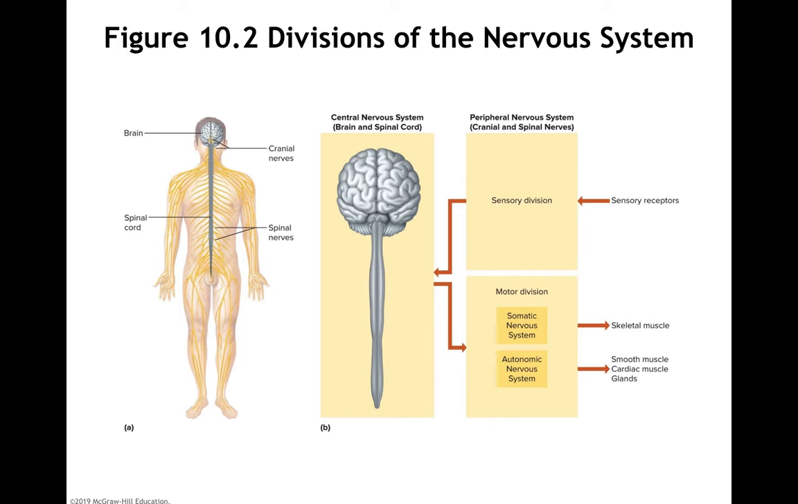The nervous system, again, divided into the central nervous system and the peripheral nervous system. The peripheral nervous system has a sensory division that carries information to the central nervous system, and a motor division that takes information from the central nervous system and delivers it to the target organs. There are two different parts to that motor division, a somatic nervous system and the autonomic nervous system. The somatic nervous system is connected to skeletal muscle, while the autonomic nervous system is connected to smooth muscles, cardiac muscles, and glands.